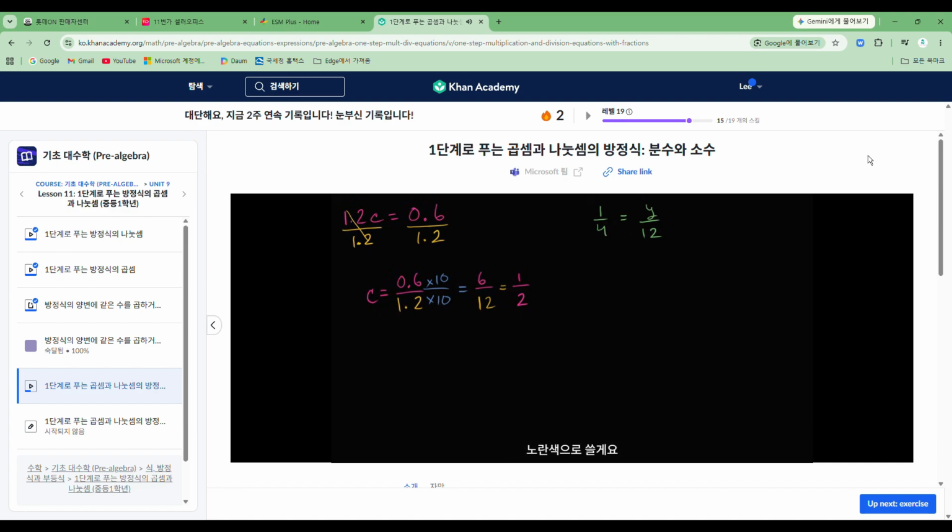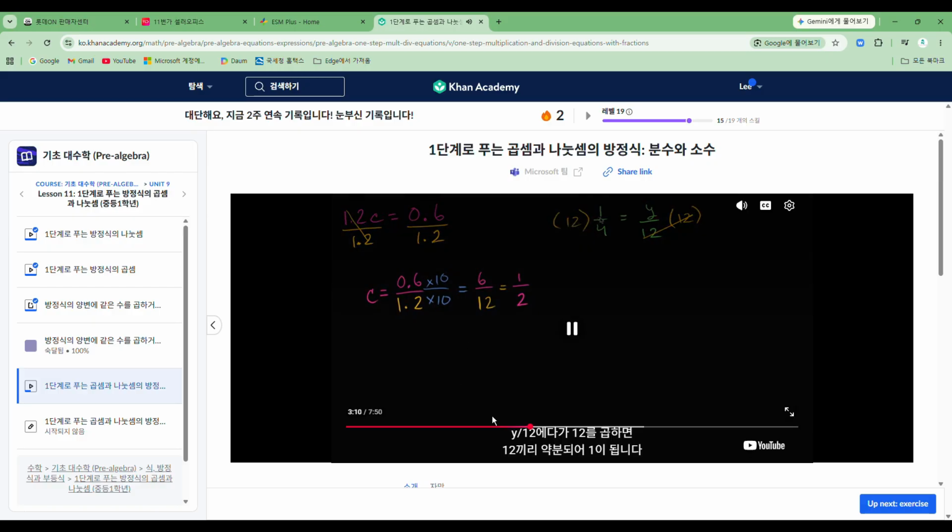Let me do that in yellow. So if I multiply the right-hand side by 12, I have to multiply the left-hand side by 12. And once again, why did I pick 12? Well, I wanted to multiply by some number that when I multiply it times y over 12, I'm just left with y. And so y times 12 divided by 12, well, that's just going to be 1. And then on the left-hand side, you're going to have 12 times 1 over 4.